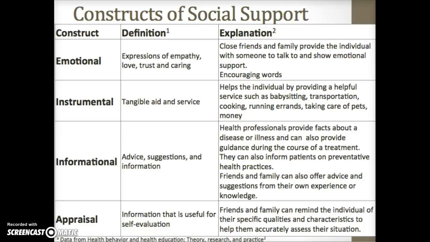And the final construct is appraisal support. This includes information that is useful for self-evaluation. Friends and family can remind the individual of their specific qualities and characteristics to help them accurately assess their situation.